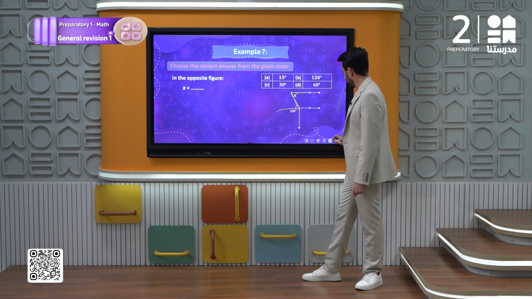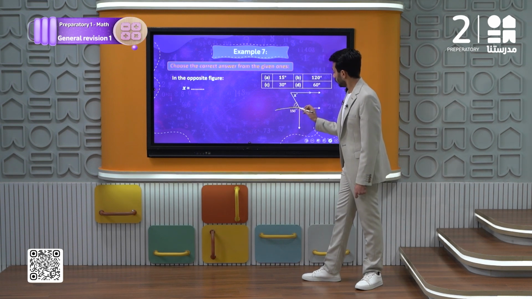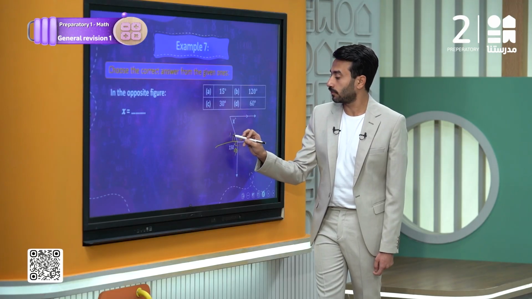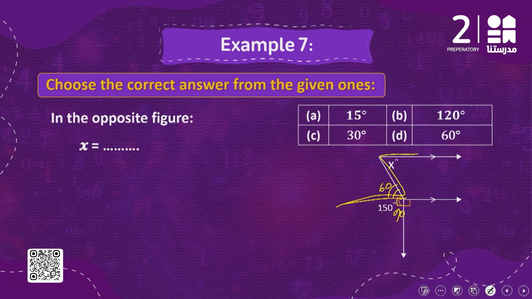So you just need to find this angle, which is being here. This one. To find this one, you know that this angle is 90 now. 150 minus 90, this is 60. And because of letter Z, which means alternate, x equal to 60. So letter D is the right answer.